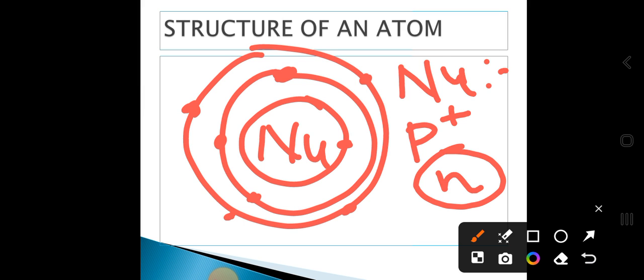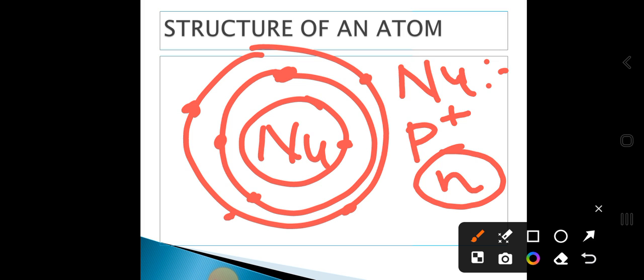Okay, they have a specific energy, and they are present around the nucleus. And on these orbits, the electrons are moving, in an elliptical manner.